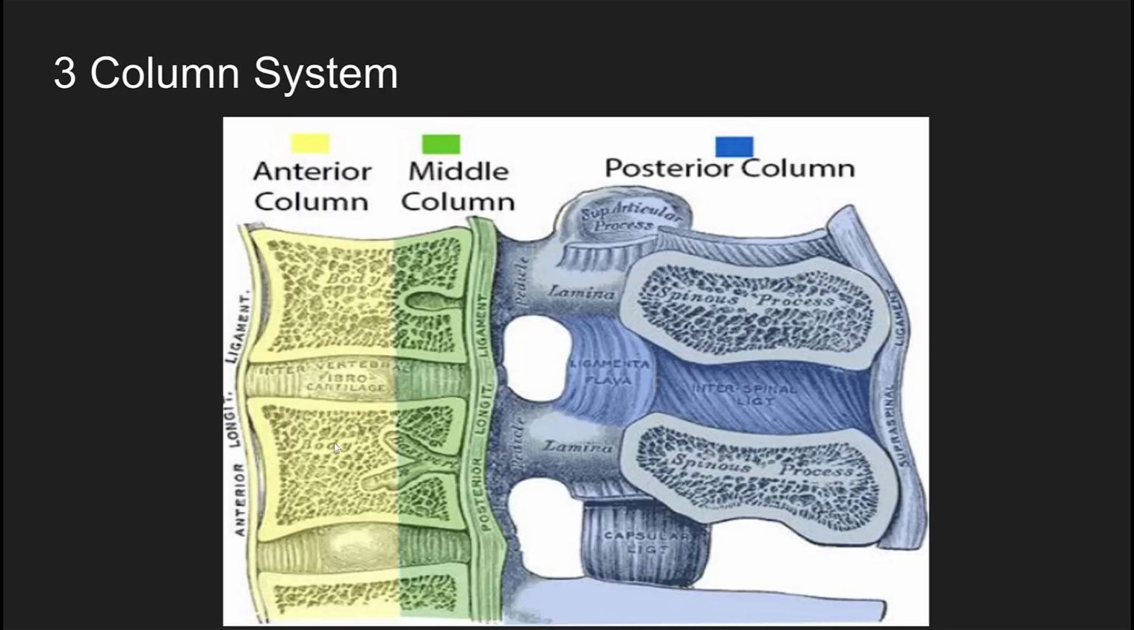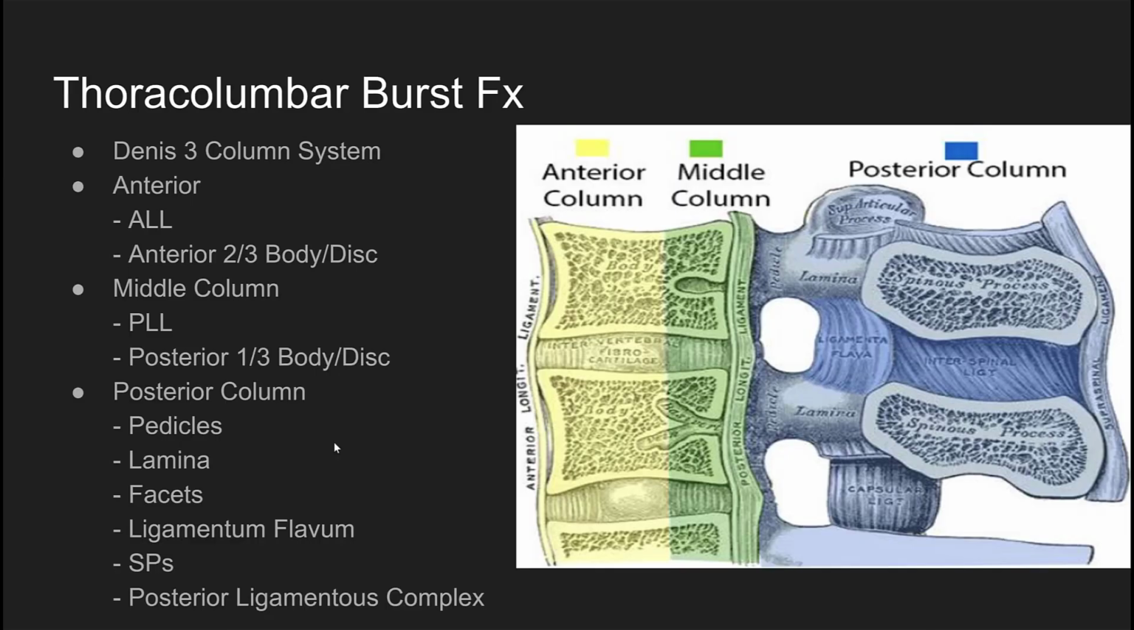So with this one, just going through the different portions, it's very important when you're classifying these fractures to understand the mechanism of how these occur. In the anterior column, you have the ALL, and you were just talking about how strong it normally is. So it takes a lot of energy to rip through that. You have the anterior 2/3 of the body of the vertebra and the disc.